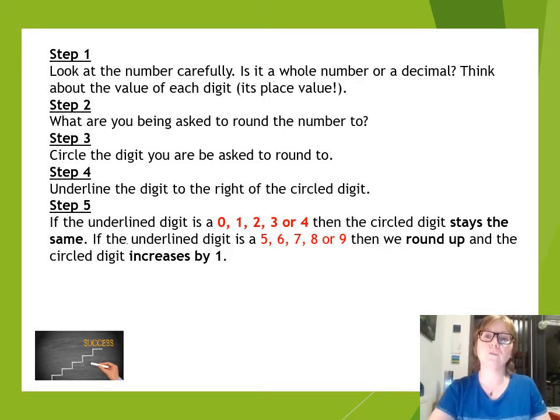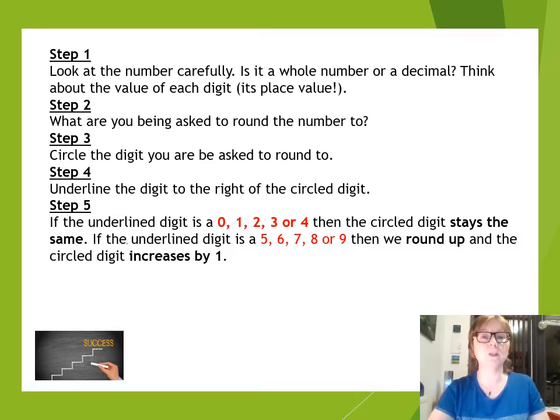Then we can follow for each of these the same steps to success. Remember, when we are rounding whole numbers, all we are doing is saying which multiple they are closest to. So when we're rounding to the nearest 10, we are working out which multiple of 10 the original number is closest to. When we're rounding to the nearest 1,000, we're working out which multiple of 1,000 the original number is closest to.